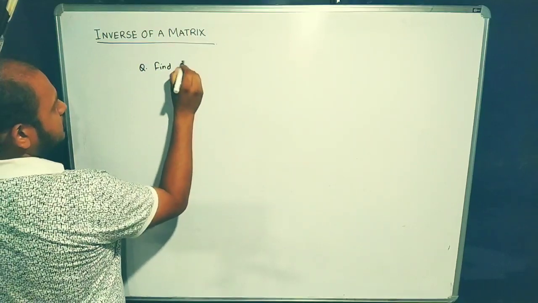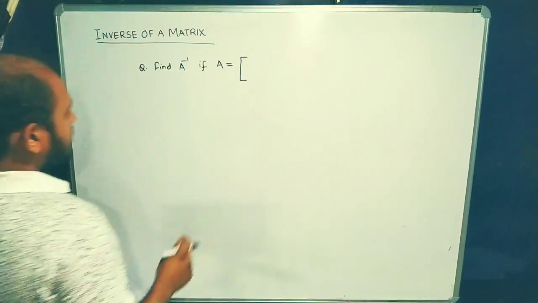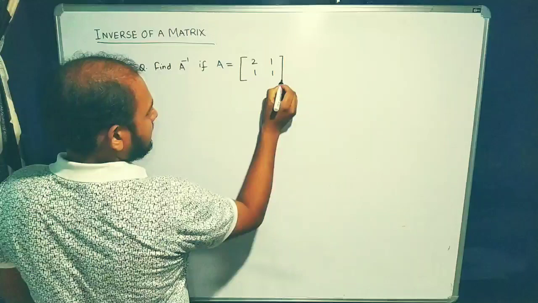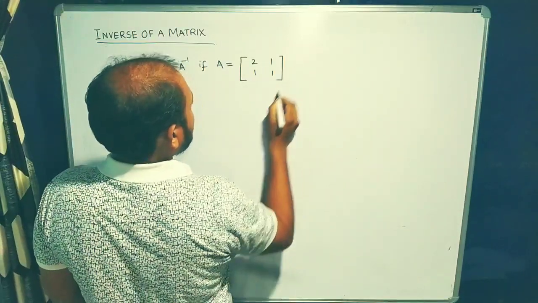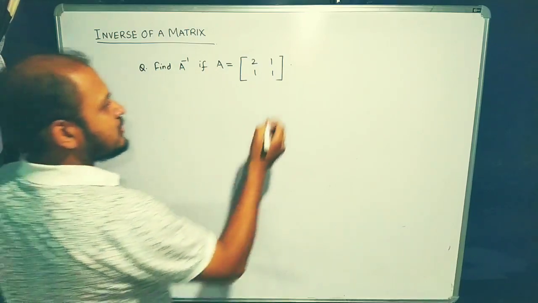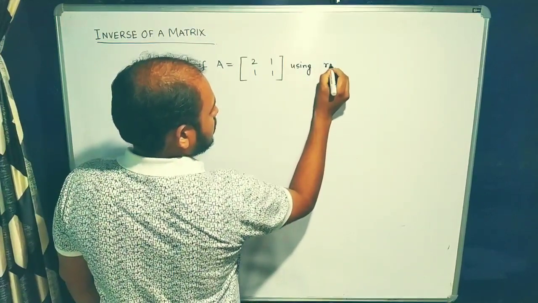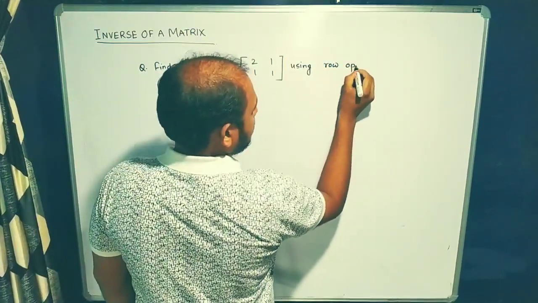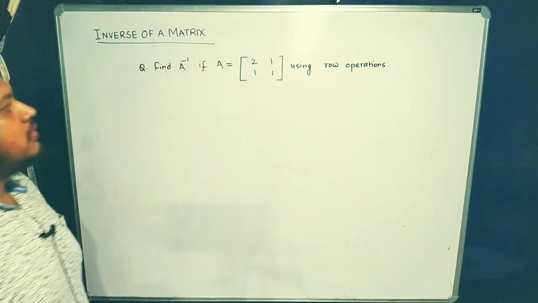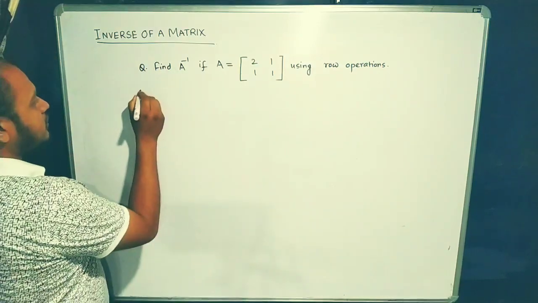Find A inverse if A is given as this matrix 2 1 1 1. Okay, so this is your question. You are required to find A inverse if A is equal to this using row operations. So using row operations, try to find the inverse of this matrix. Okay, this is your question. So let's try to solve this question.